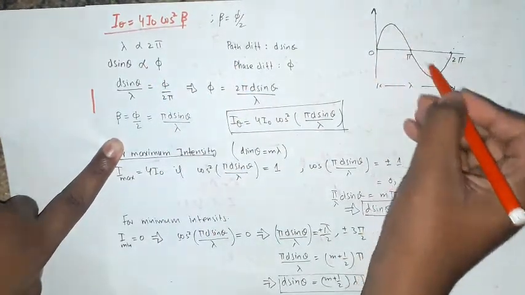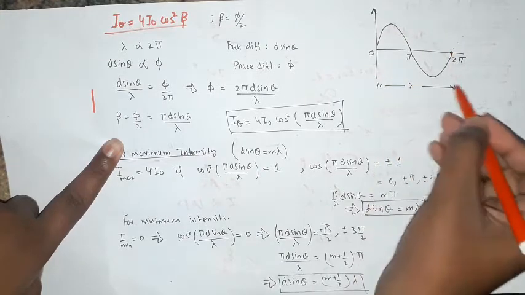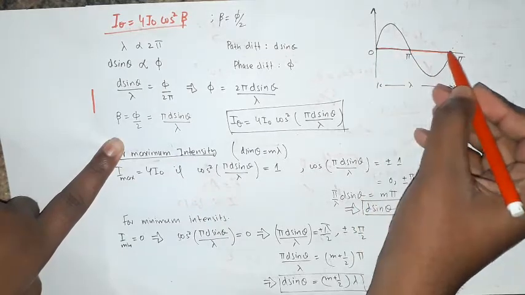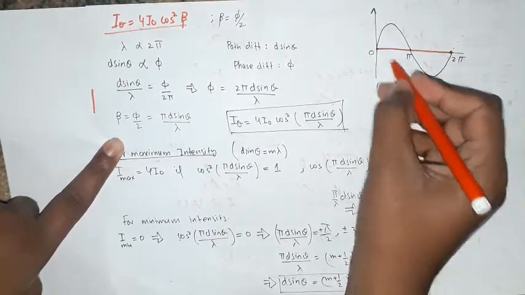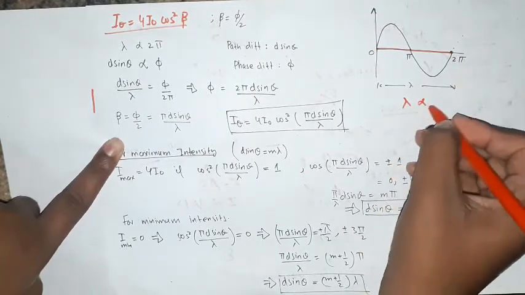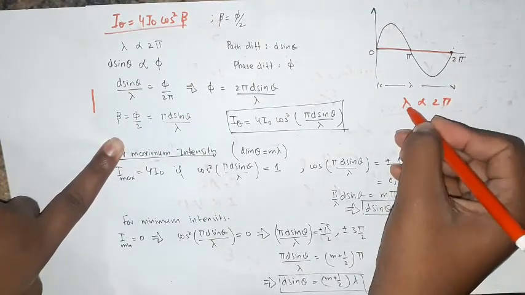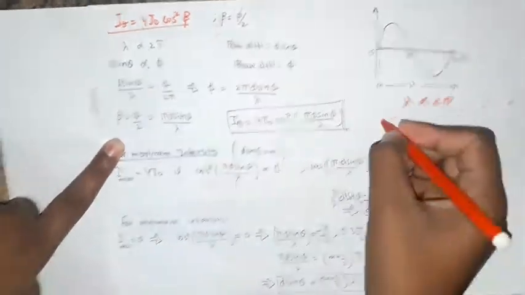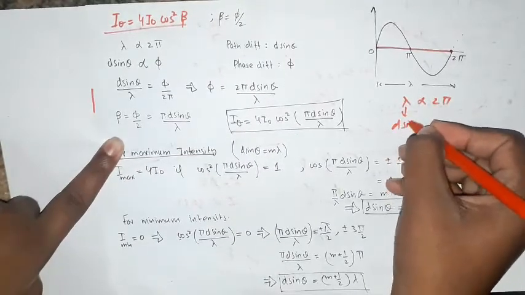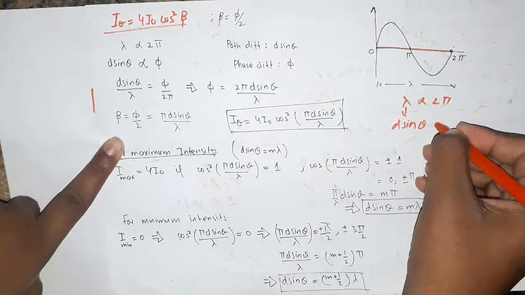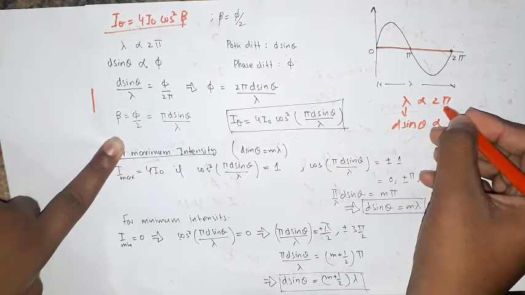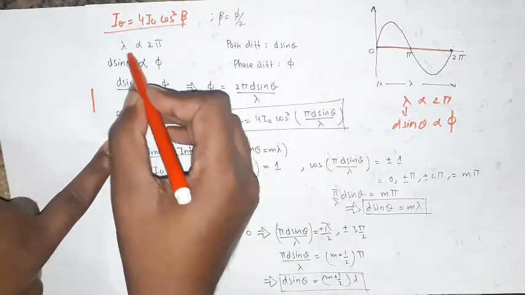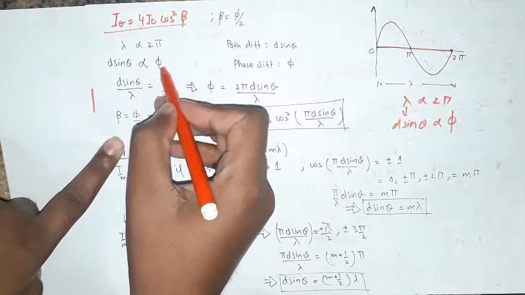So look here, if this is a complete wave, this entire length is known as lambda, the length of a complete cycle, while this is from 0 to 2 pi. So obviously we can see that lambda corresponds to 2 pi. So if there is a path difference of lambda, that will correspond to a phase of 2 pi. And if I represent this path difference by d sine theta, that we have already found in the previous class, this will correspond to the phase difference, which is equal to phi. That is how we represented these two quantities.